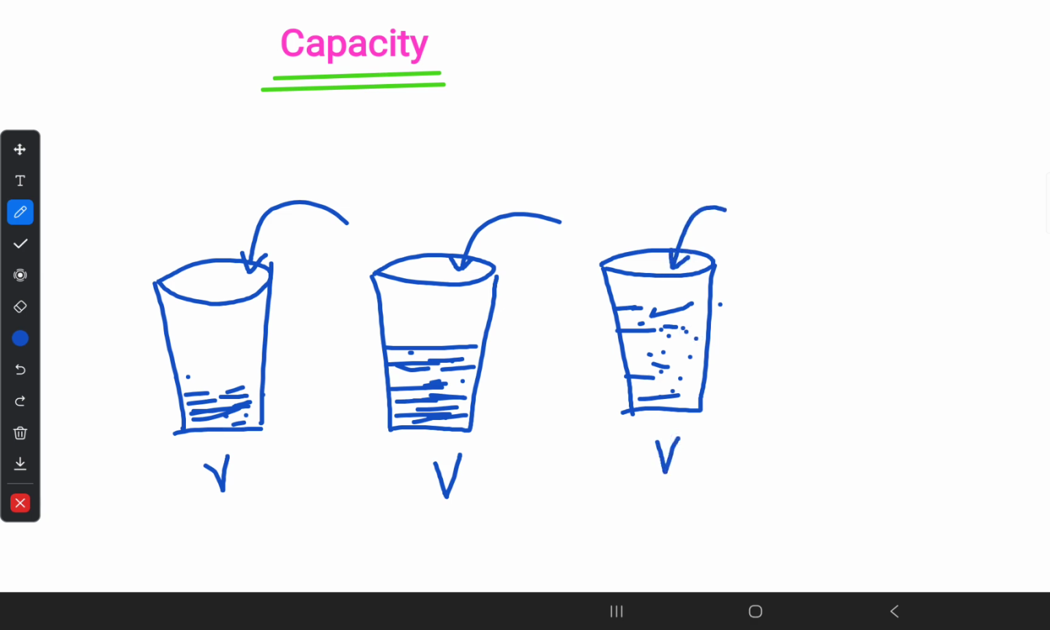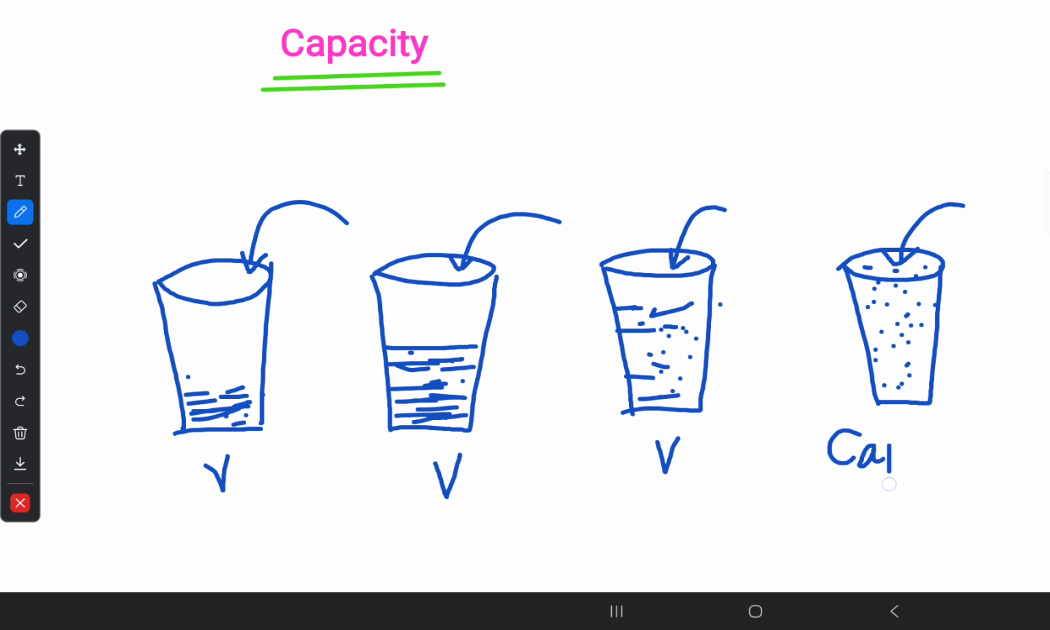And finally, when I fill the cup entirely, if I add just one drop of extra water, that will flow away. Likewise, this is the fully saturated level. The total volume of this container is filled with water. This specific volume which is required to fill the container completely is called capacity.